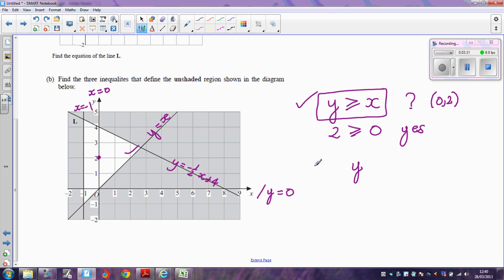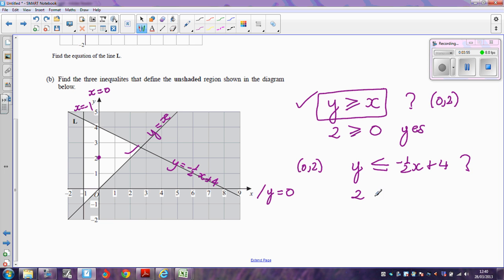Okay, now let's have a look at this one. I'm going to assume that because this is the line where y equals minus a half x plus 4, and the region I want is below the line, I'm going to assume that y is less than or equal to minus a half x plus 4. And again, let's choose that point 0, 2. Let's test with 0, 2 again and see whether the coordinates of that point, when I plug them into here, make this true or not.